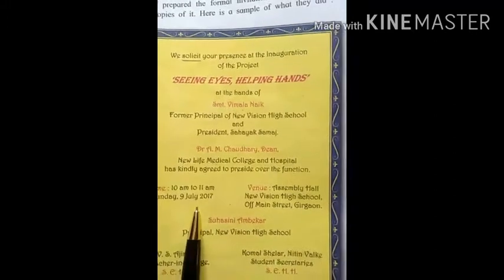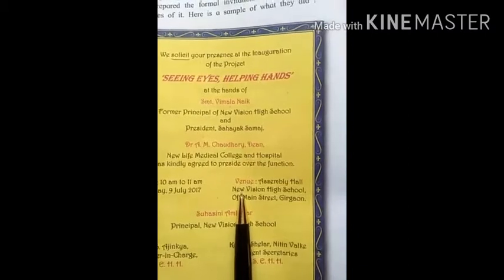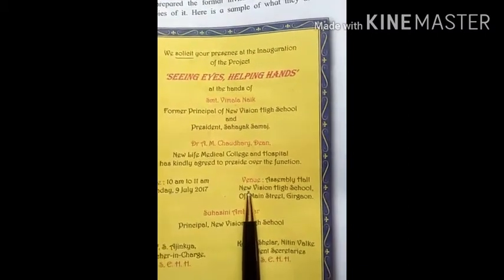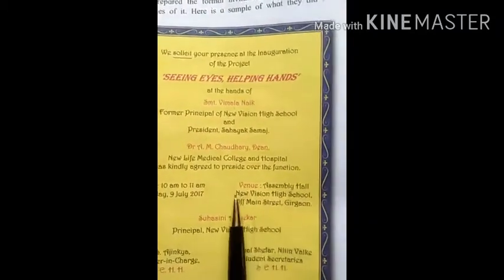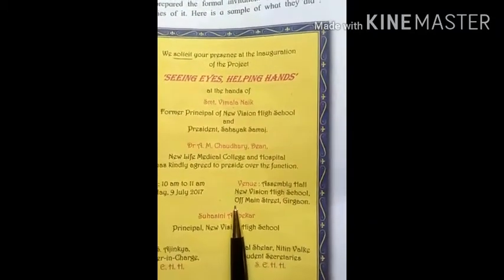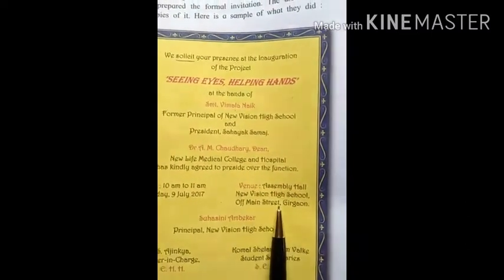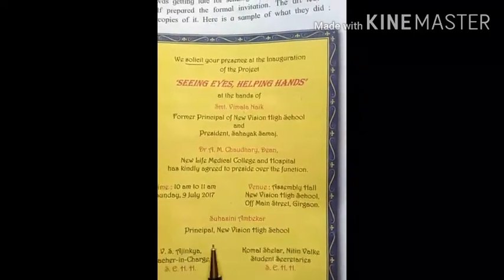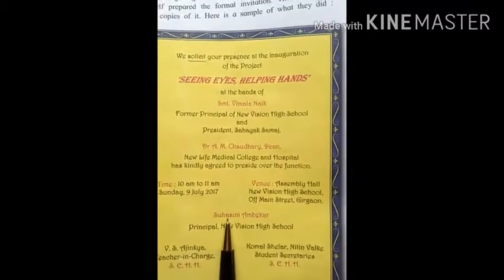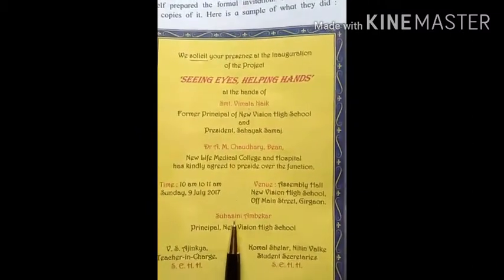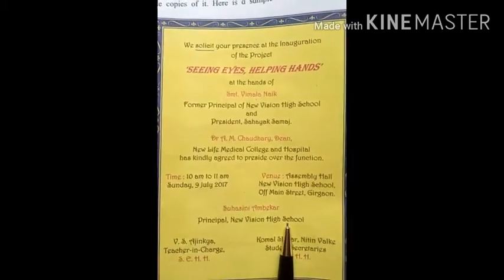See here, date is also mentioned. Next is venue. Venue means where the inauguration is going to take place or be conducted, and it is going to be conducted in the Assembly Hall of New Vision High School. And see here kids, even the address of the school is given, that is off Main Street, Girgaon. And see here the main head of the school, that is principal, her name is also included. That is Suhasini Ambekar, principal of New Vision High School.